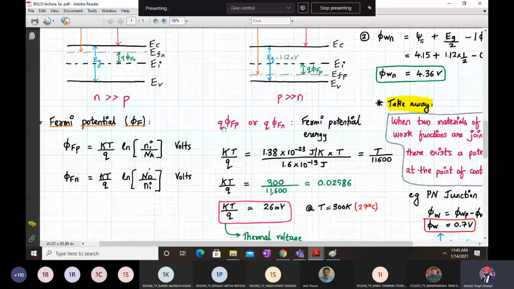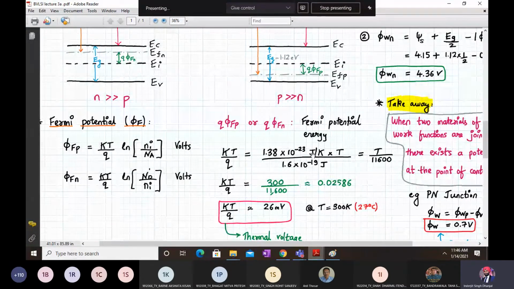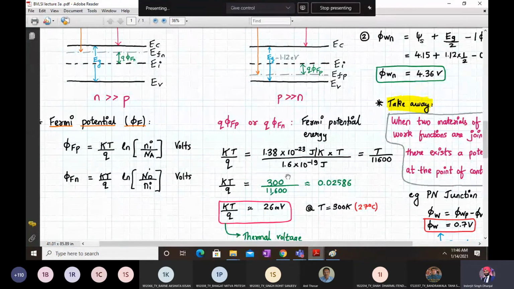We have seen that. Now let us determine this constant value kT by Q. We know K is the Boltzmann's constant, which is 1.38 into 10 raised to minus 23 joules per Kelvin. T is the temperature and Q is the charge, which is 1.6 into 10 raised to minus 19 coulombs. If you simplify this and put it in the calculator, you will get an answer as T divided by 11,600.